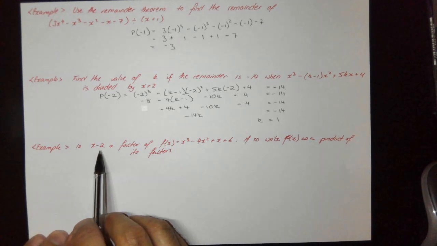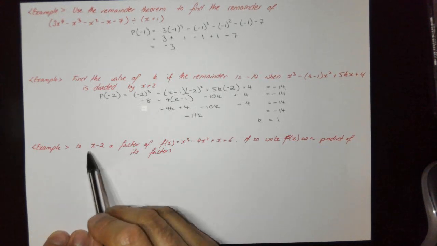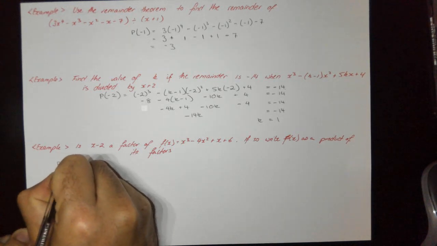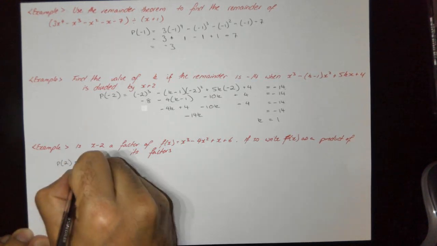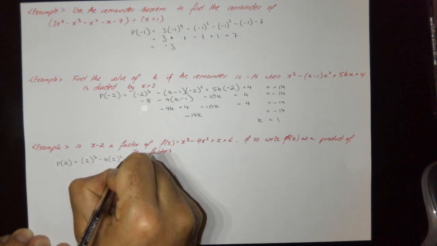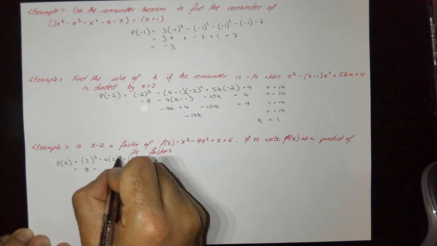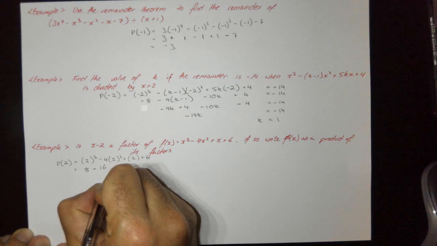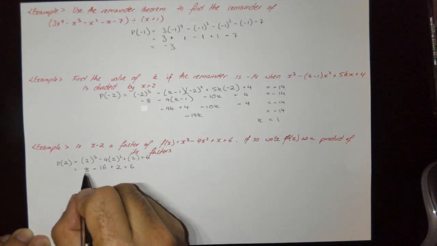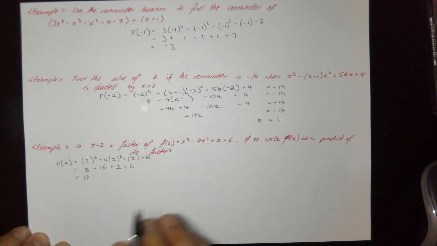Okay, if x minus 2 is a factor of this polynomial, is x minus 2 a factor of this polynomial? Well, let's check it out. So, does p of 2 equal 0? Let's find out. 2 cubed minus 4 lots of 2 squared plus 2 plus 6. So that's 8. 4 by 4 is 16. Plus 2 plus 6. So that's negative 8 plus 8. So yes, it does equal 0. So it is a factor.